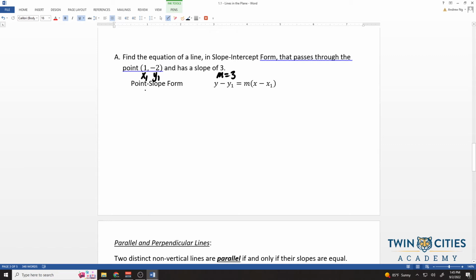Okay, point slope form: y minus y1 equals m times the quantity x minus x1. Let's plug in these values. x1 is 1, y1 is negative 2, and my slope m is 3. So this would be y minus negative 2 is equal to m, which is 3, times the quantity x minus x1, which is positive 1.